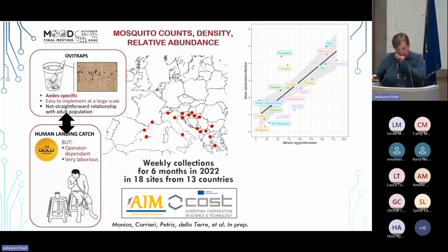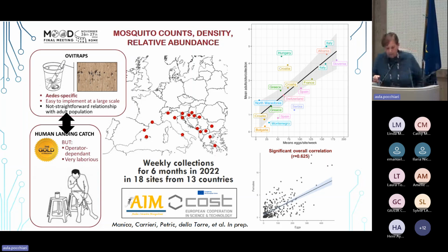And here you can see the relationship between the mean number of eggs per site per week and the mean number of adults per site per collection. And you can see that there is a relationship, and then there are, of course, countries where the mean abundances are much higher in both samples than others. And also the overall correlation between this set of data is quite high. So judging from this, we can say, yes, of course, we can use eggs instead of adults in our models because they're more or less reflecting each other.